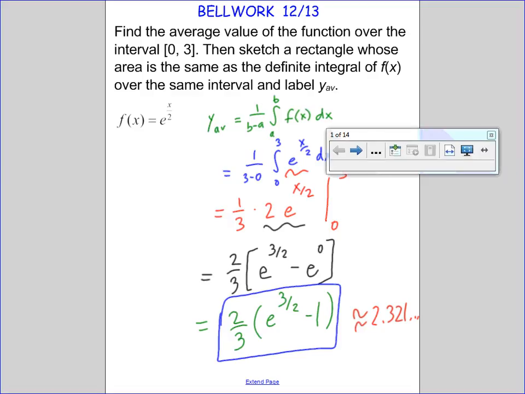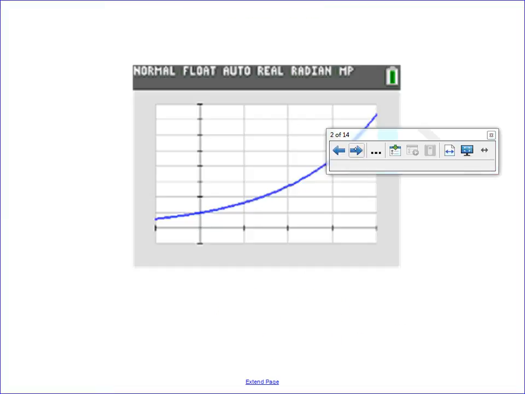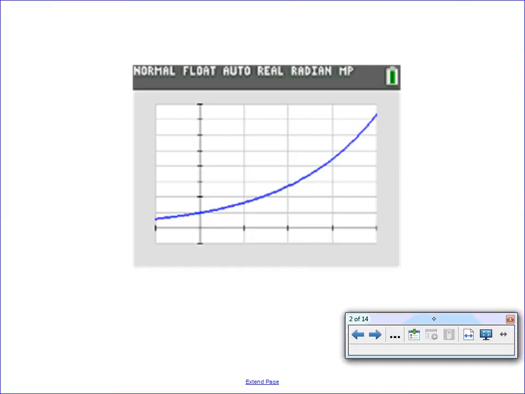Now let's take a look at our picture and make the graphical connection to the perfect height rectangle we were talking about before. And so from 0 to 3, we can construct a rectangle whose area is exactly the same as the value of the definite integral. So the definite integral from 0 to 3 would be given by this sandbox region.